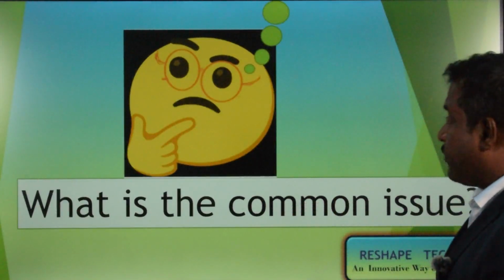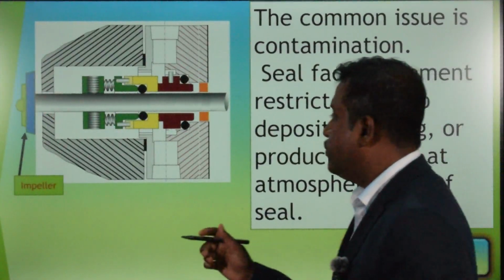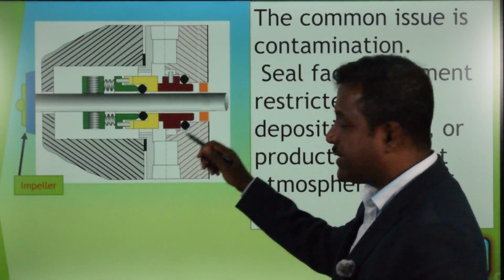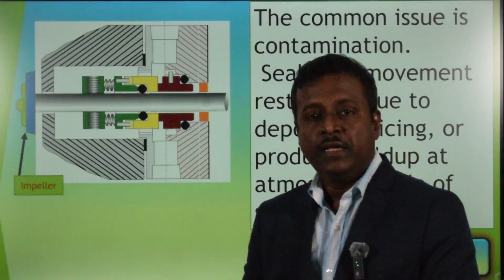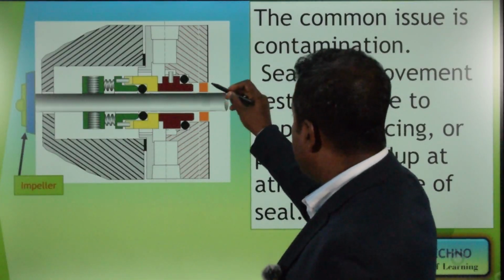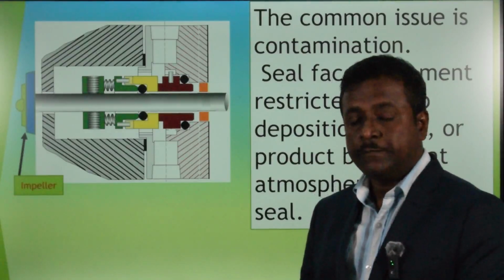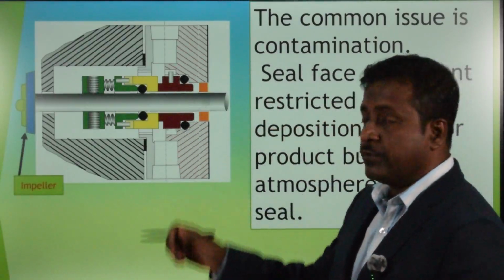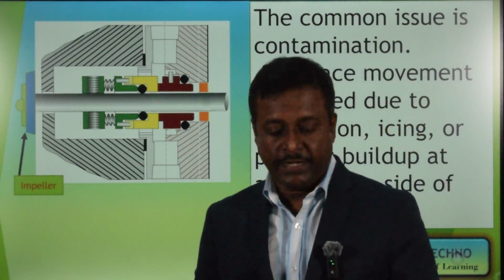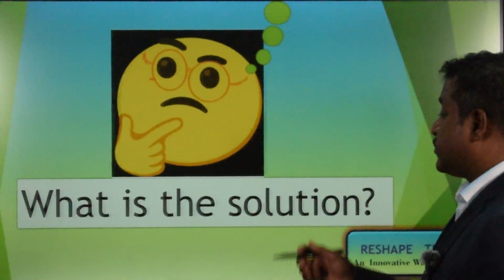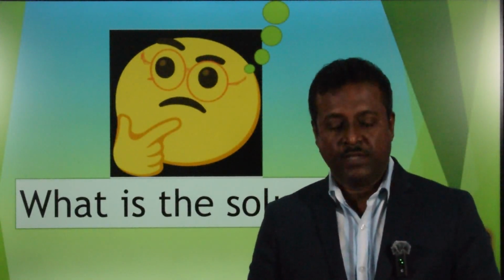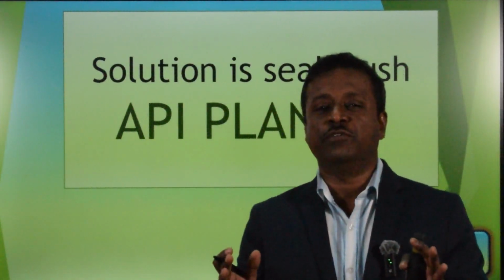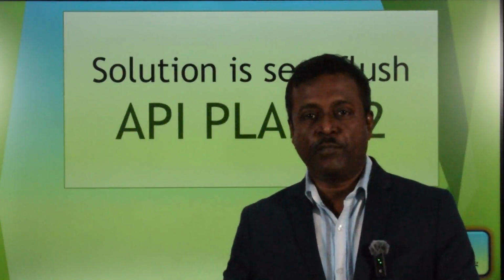There is a common issue, that is the deposition at the back side or atmospheric side of the seal chamber at the gland plate. So there is a deposition, there is a crystallization, there is a carbonization. That's why your seal may hang up and seal starts leaking. So what is the solution for this particular problem? The solution is API plan 62, the only solution to cope up with this problem.